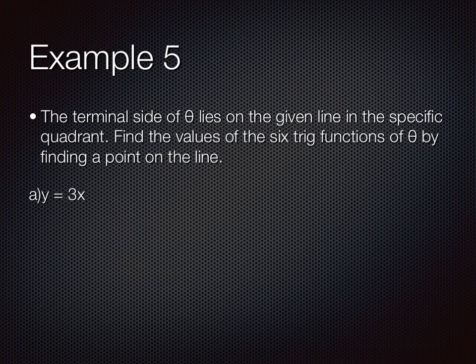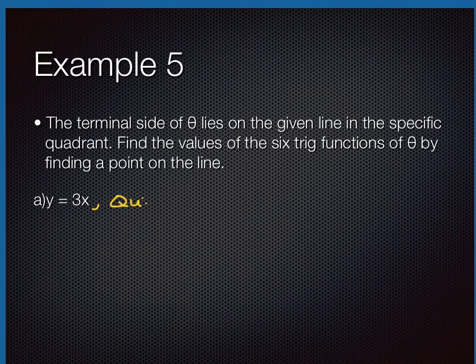Example 5 says the terminal side of theta lies on the given line in the specific quadrant. Find the values of the 6 trig functions of theta by finding a point on the line. So these initial notes are missing the quadrant. We're going to add this in and say that the terminal side is in quadrant 1.